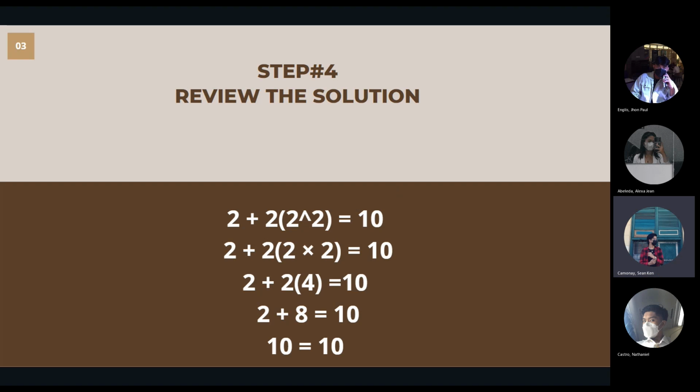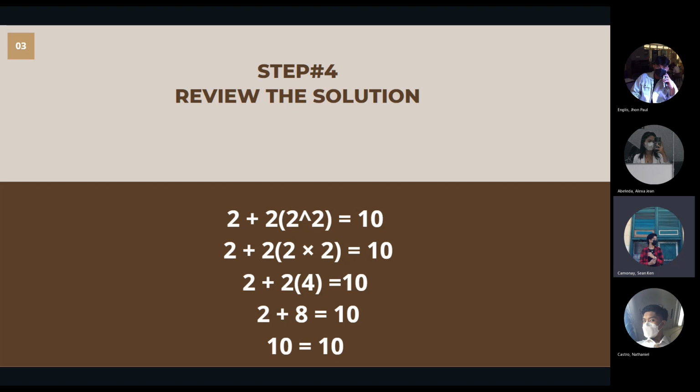So the important last step is of course to review the solution. We need to review our solution in order to check if our answer is correct. So the problem 2 plus 2 times 2 raised to 2 is equal to 10. Then after using the PEMDAS method, we all know that first we need to operate the number inside the parentheses, which is 2 raised to 2, which is going to be equal to 4.